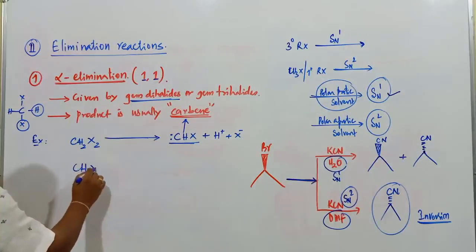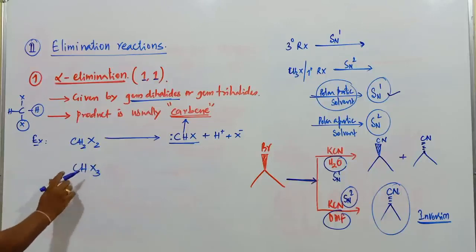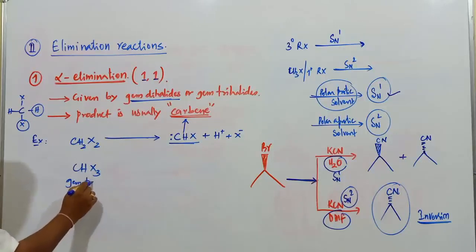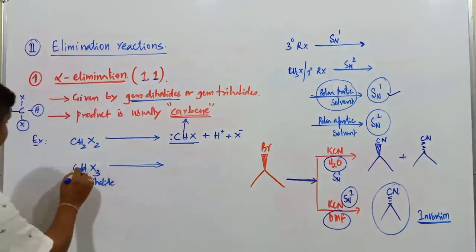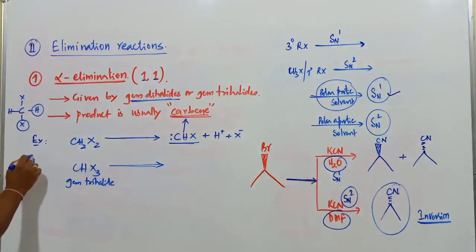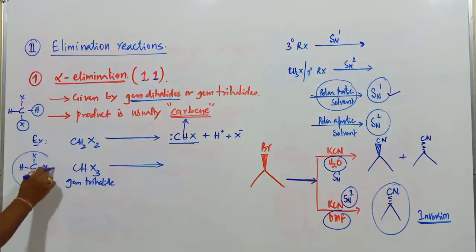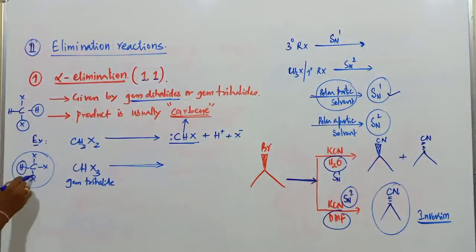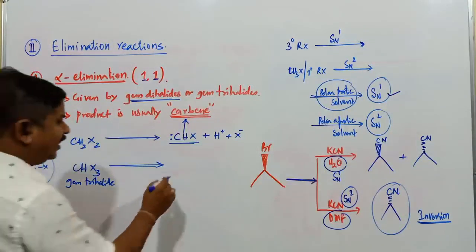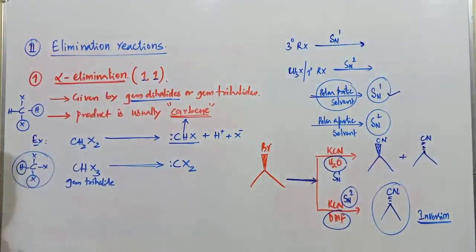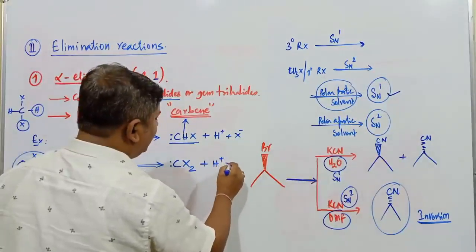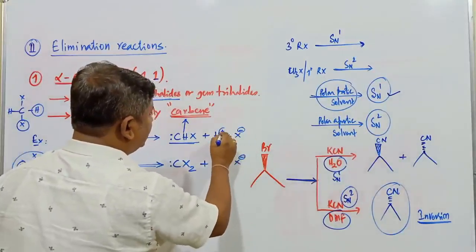Similarly, if I go with another example, CHX3. CHX3 is an example of a gem trihalide. If elimination takes place, this is carbon, it is hydrogen, this is X and this is X. All three halogen atoms are present on the same carbon atom, so it is commonly called a gem trihalide. Now here also one elimination takes place: this hydrogen and this halogen are eliminated. As a result, this species is CH2 plus H plus and X minus.